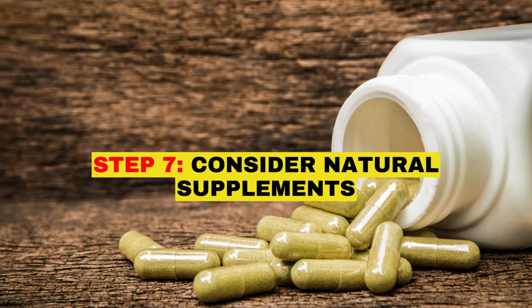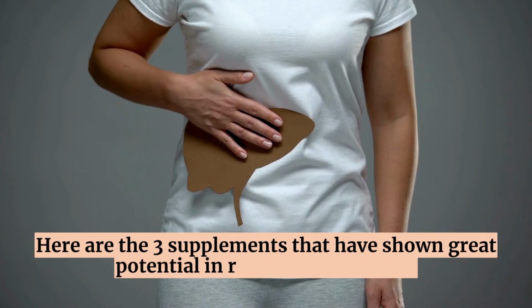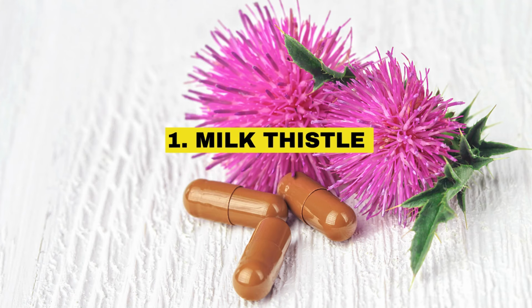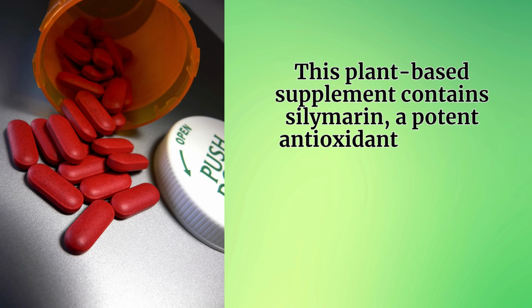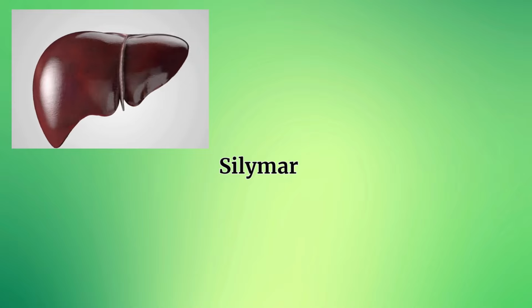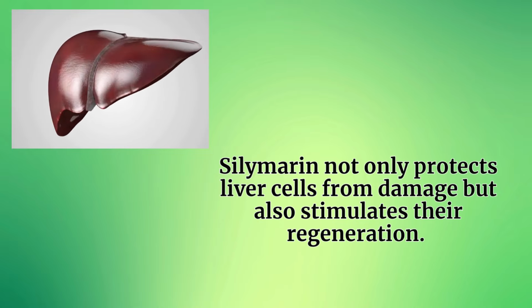Step 7. Consider natural supplements. Here are the 3 supplements that have shown great potential in reversing fatty liver. Number 1. Milk thistle. This plant-based supplement contains silymarin, a potent antioxidant that has been found to promote liver health. Silymarin not only protects liver cells from damage, but also stimulates their regeneration.